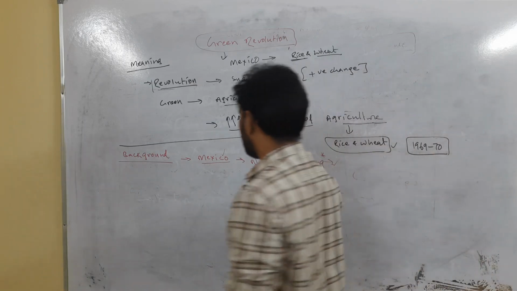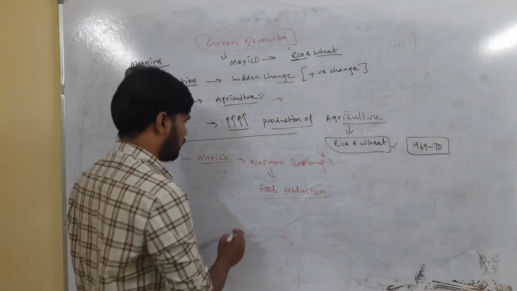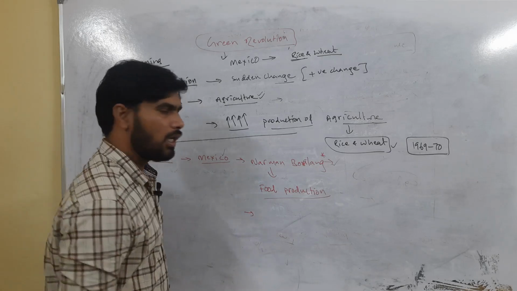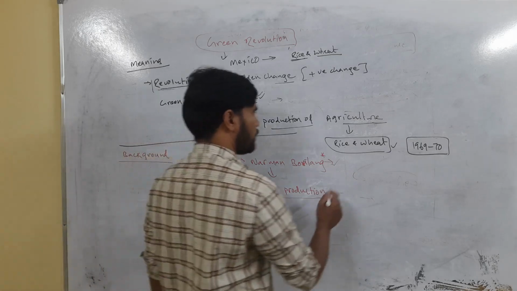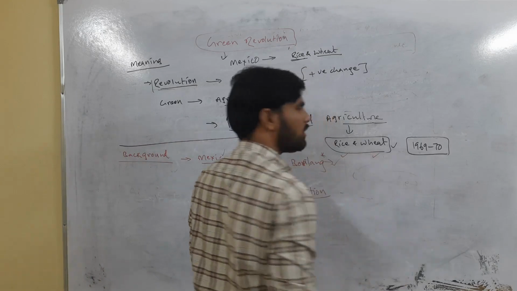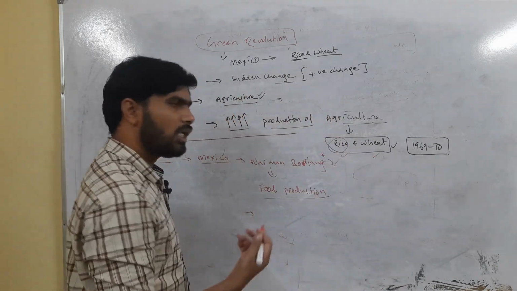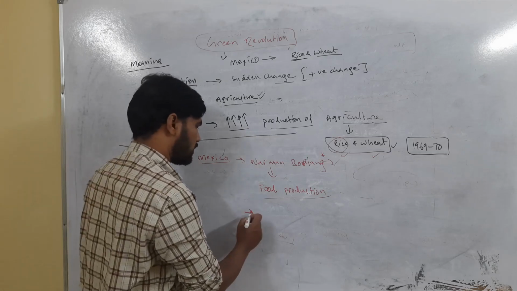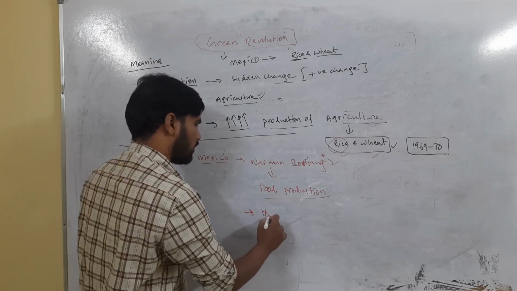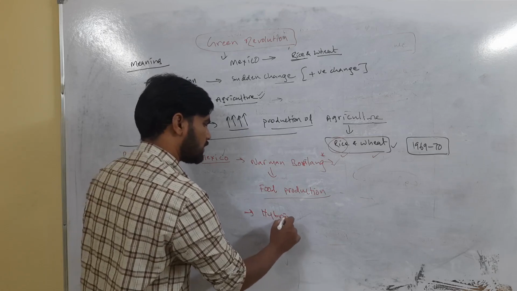So he started his research on basic food crops. Of course, in the entire world, the predominant two basic crops are these two only, rice and wheat, and he started his research in rice. So he developed varieties called hybrid varieties.